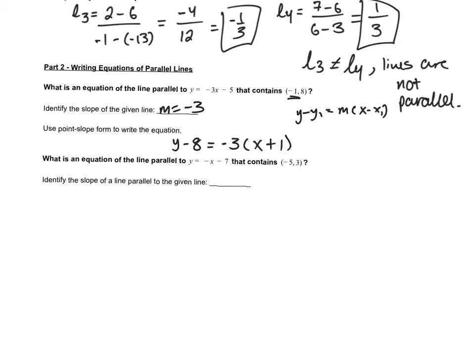All right, same thing here. We want to write an equation of the line parallel to y equals negative x minus 7 that contains the point negative 5, 3. Now the slope is negative 1, and we have to write this in point slope form. So we have y minus 3 equals negative x plus 5. Our x1 is negative, and two negatives make a positive.